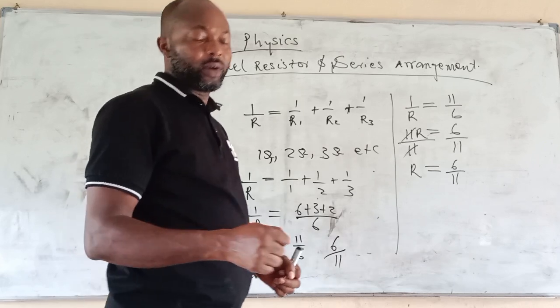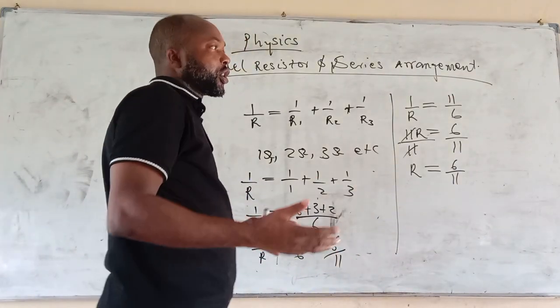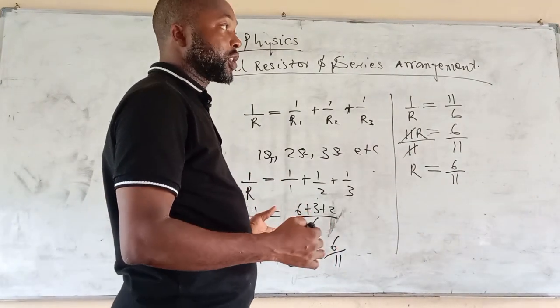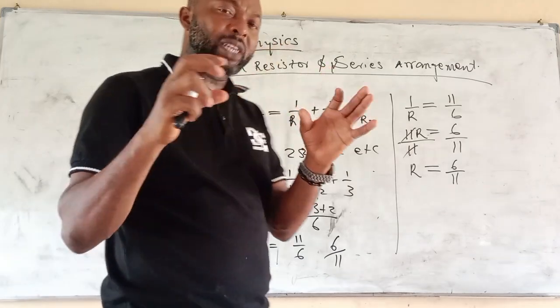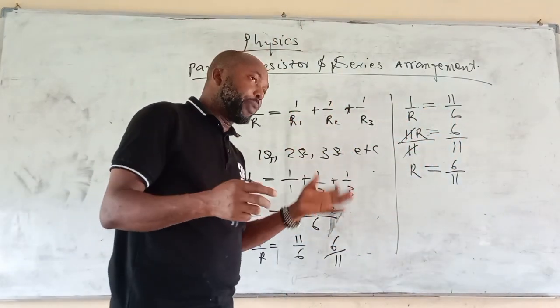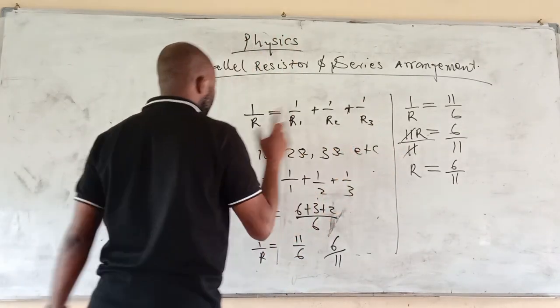Let's take practical questions. Now, I've been able to give us an illustrative phenomenon of what series arrangement of resistors is and parallel. But what about their diagrammatic representation? How are we going to know when something is in parallel or in series? So let's check that out before we proceed.